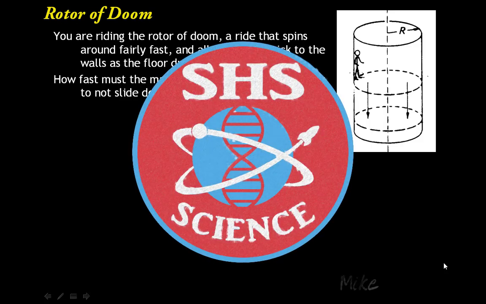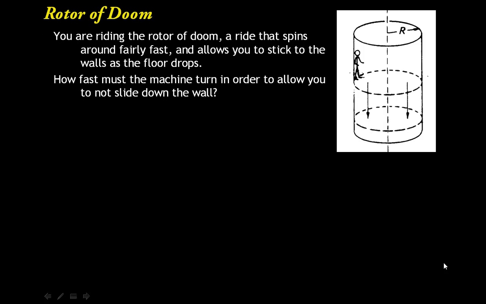Here we have one of my favorite problems. I call it the Rotor of Doom. So this is a machine you might have ridden on in an amusement park. I did when I was a kid. I cannot any longer. Where you sit in a big cylinder that then starts spinning, kind of like a washing machine. And as it goes faster and faster, you kind of feel yourself push to the wall.